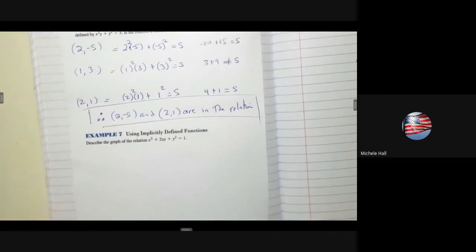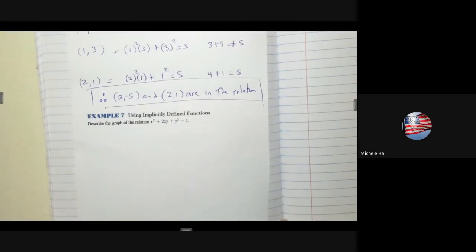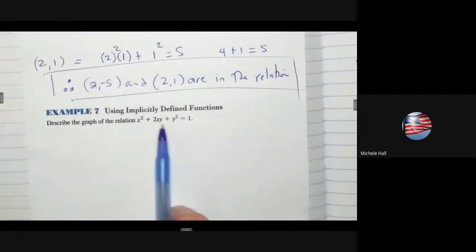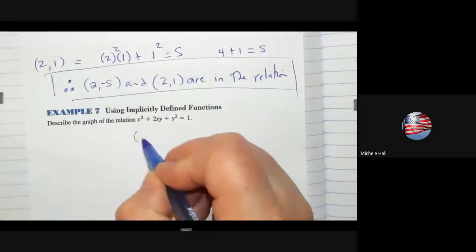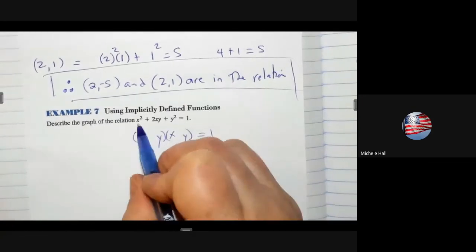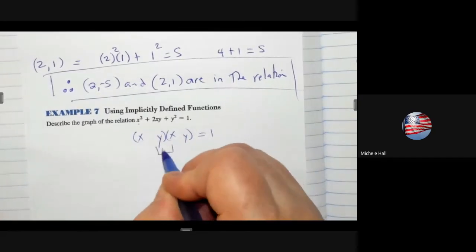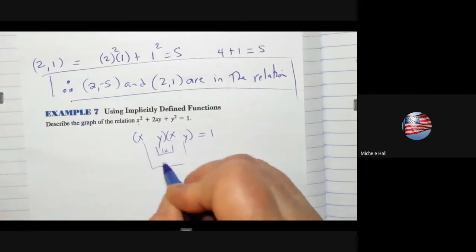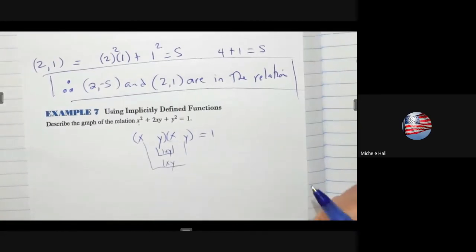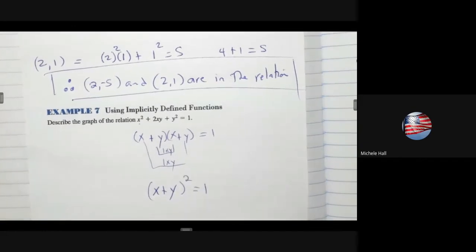Using implicitly defined functions, describe the graph of the relation. All right. If we look at the left-hand side of the equation, we see that we can factor this. X times x is x squared, y times y is y squared. I need a positive 2x. So that's a positive 1x. And this would be another positive xy, adding to 2xy. So positive sign. So we have x plus y, there's 2 of them, squared equals 1.